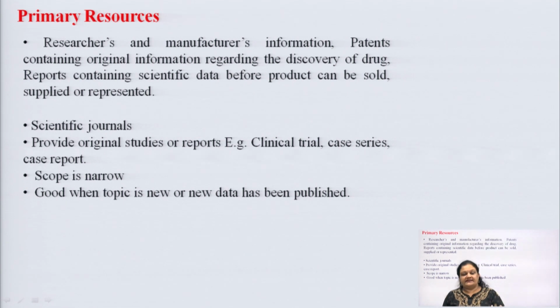You can directly search, there are various search engines, like PubMed, SCI Hub, Google Scholar. Okay. You can go for different websites, reputed journals, for the search engines, okay, reputed reports containing scientific data before the product can be sold. So, for this, the researchers, the manufacturers of the company who are going to produce or manufacture this particular drug need or follow the primary resource of drug information. It is supplied as well as well represented.